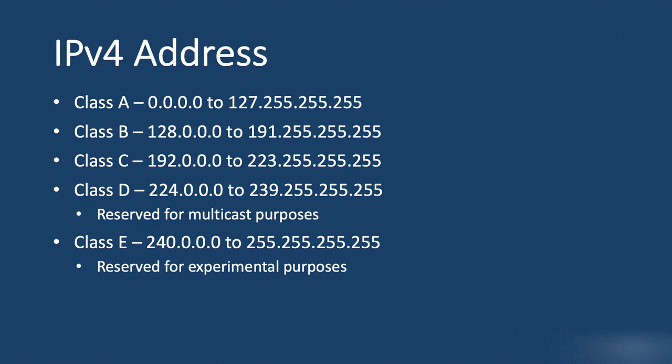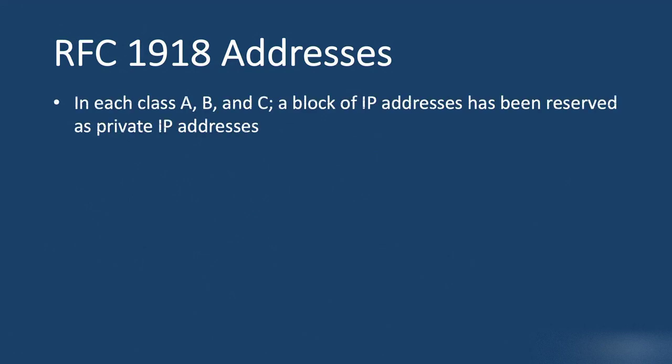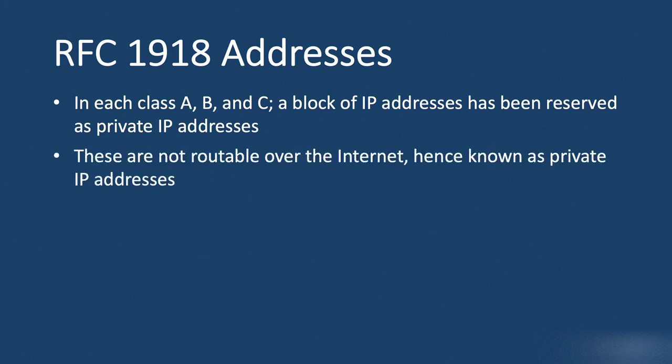Now there are specific addresses which are called RFC 1918 addresses. So in each class A, B, and C, a block of IP addresses has been reserved as private IP addresses. These addresses are not routable over the internet, hence they are known as private IP addresses. Now you might be wondering, what happens if I try to route a packet over the internet by assigning a private IP address? Well, in that case, you could configure a device with a private IP address and try to send a packet over the internet, but your internet service provider or your ISP will drop that packet.